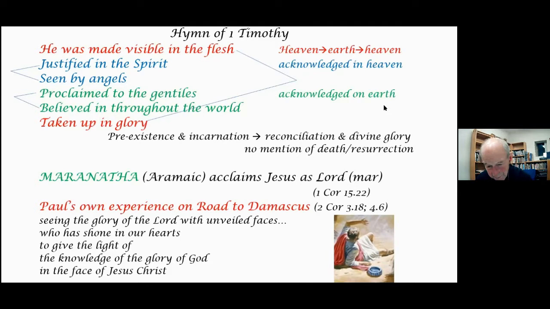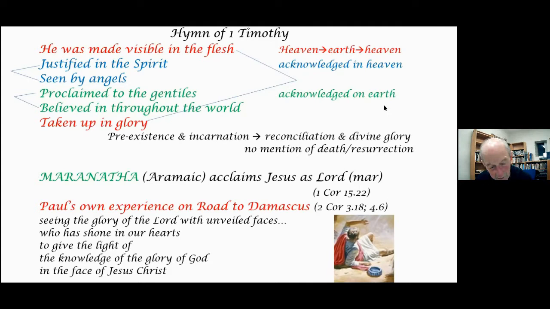Most of us think of the apostle being cast down from his horse. That's the Caravaggio painting, but Paul didn't have a horse. He walked to Damascus. But we have that description of Paul by Luke of what happened. Now, we also have a description by Paul himself, an experience which he describes using apocalyptic language, being taken up into heaven 14 years ago.